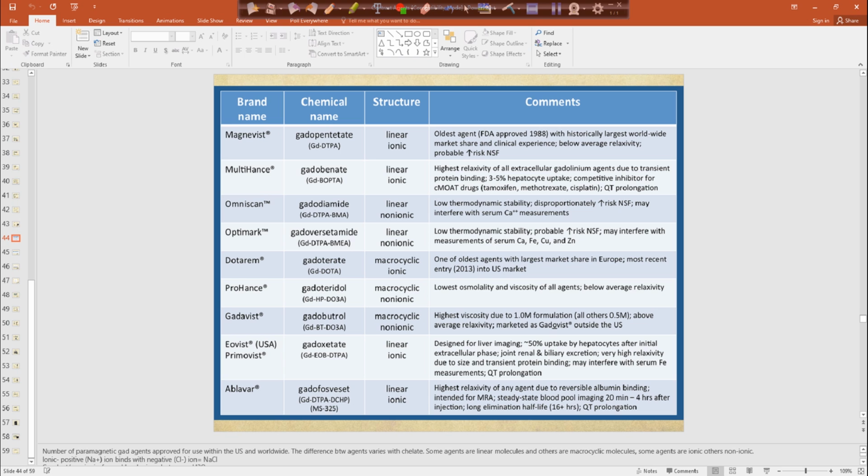Eovist, this is a liver agent, so it's designed for liver imaging. So it's being excreted not only by the kidneys, but by the biliary system. So you excrete through the kidneys, but you also excrete through the liver, which goes into the gallbladder and is excreted through the biliary tree.